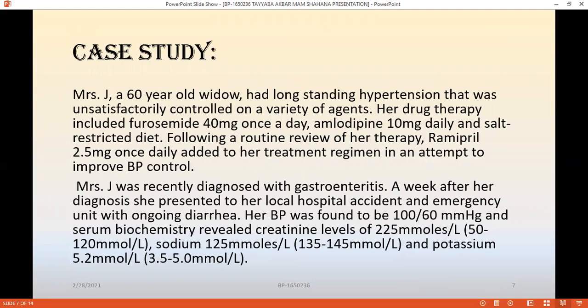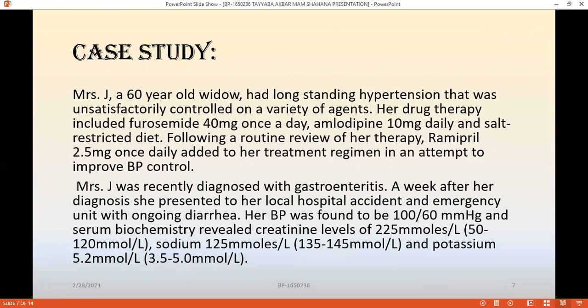J, a 60-year-old widow, had long-standing hypertension that was unsatisfactorily controlled on a variety of agents. Her drug therapy included furosemide 40 mg once a day, amlodipine 10 mg daily, and a salt-restricted diet. Following a routine review of her therapy, ramipril 2.5 mg was added to her treatment regimen in an attempt to improve the blood pressure control.